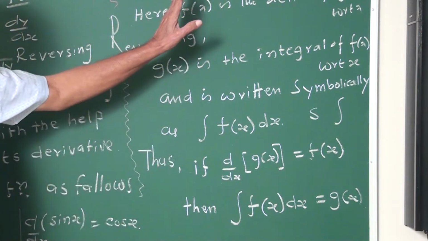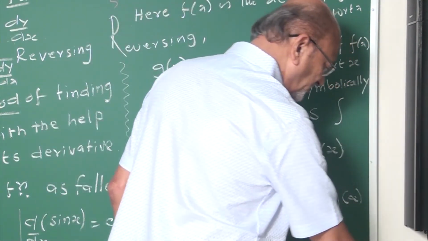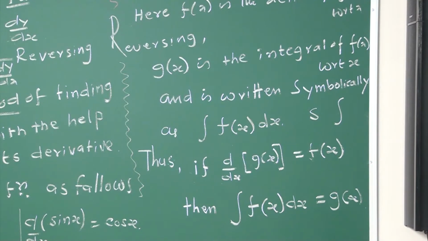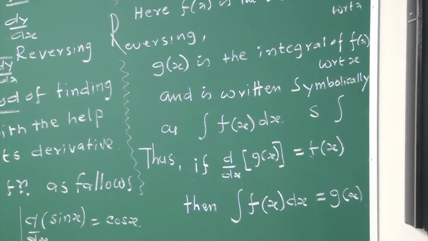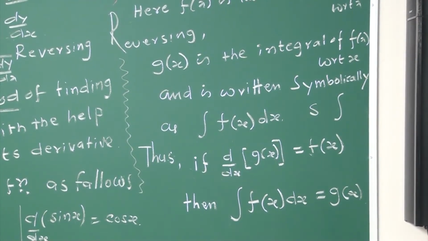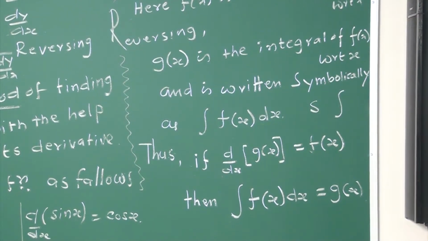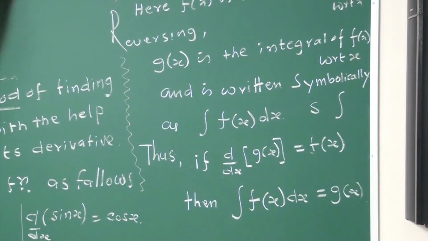Remember, here the mathematicians have taken advantage of the derivative of a constant, my friends. Tell me, what is the derivative of a constant? The derivative of a constant is 0.